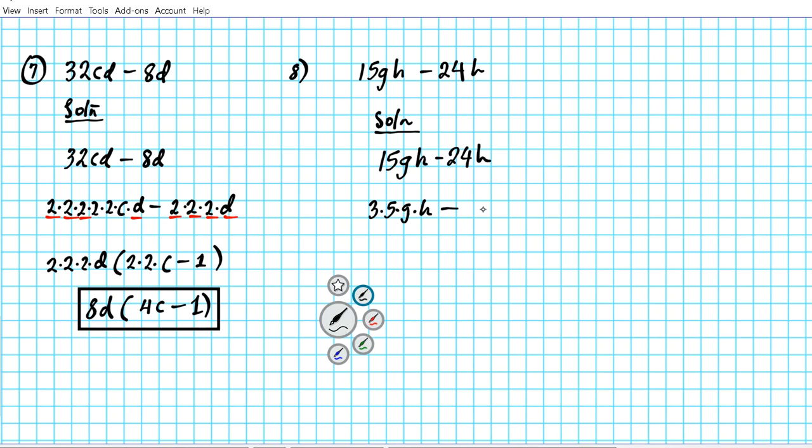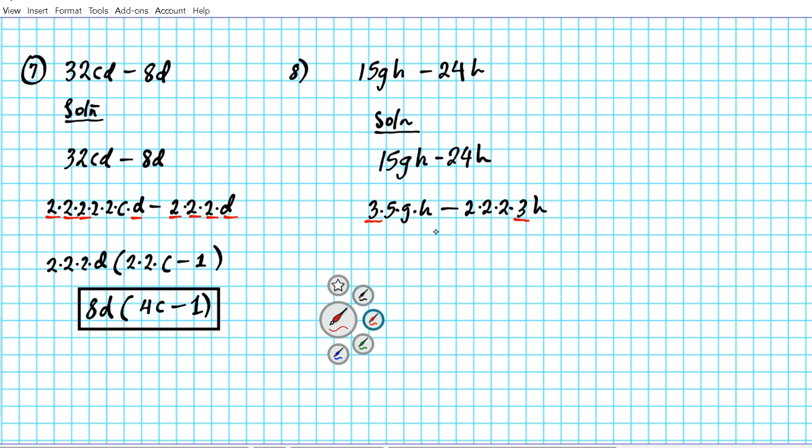And then if you break down 24 using a factor tree, you take out 2, you're left with 12. Take out another 2, you're left with 6. Take out 2, you're left with 3. 2 times 3 times H. Now what's common that we can factor out? We have a 3 and a 3 that are common.